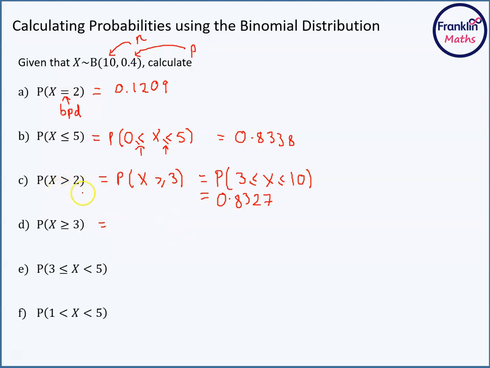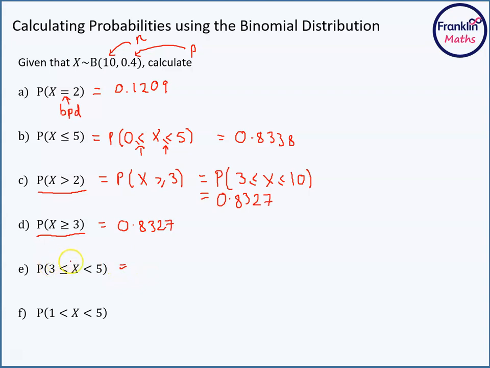This one here, look, that's the same as the one above. Notice it's the same question but written slightly differently. Just watch out for that. Make sure you can convert these. With binomial, it is a discrete distribution, so it goes 1, 2, 3, 4, 5, 6. You can't have 2.5 wins or anything like that. It won't make any sense. So this one's nice and easy for me: 0.8327.